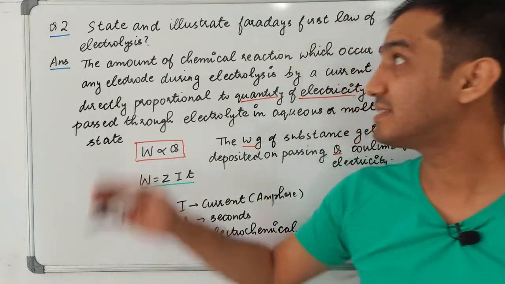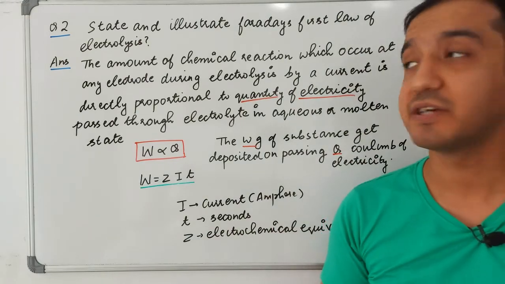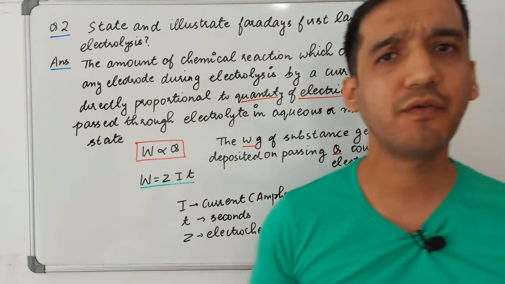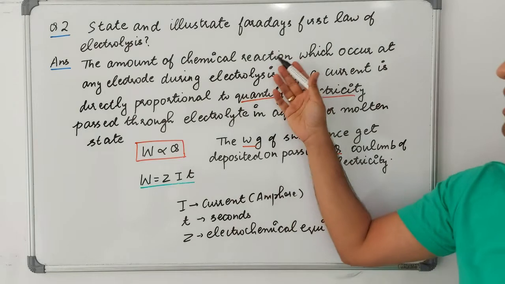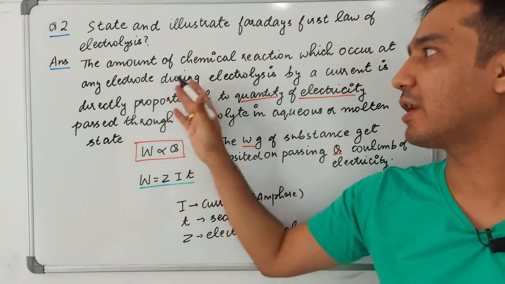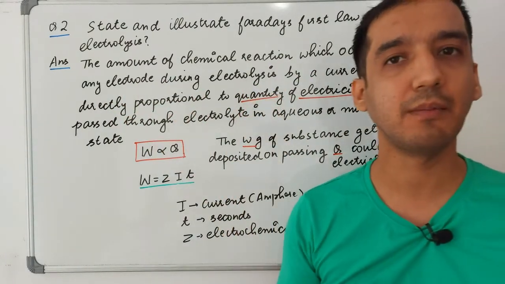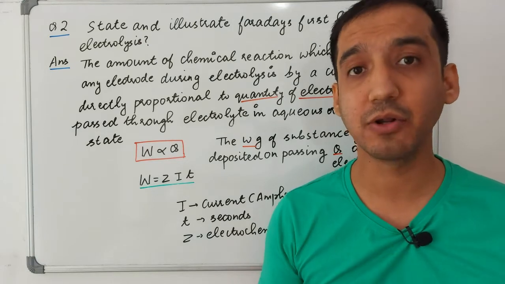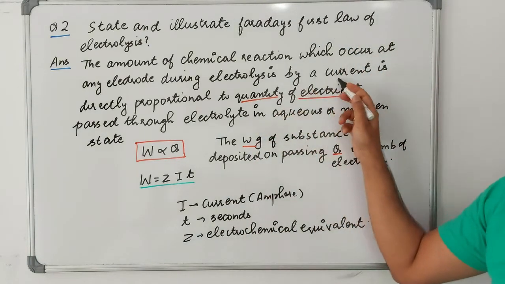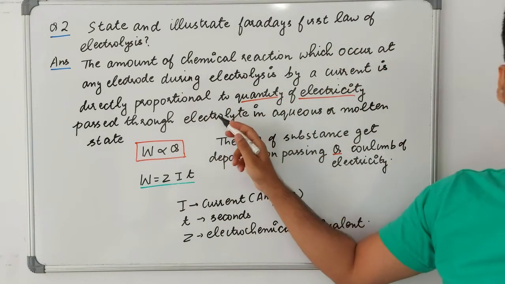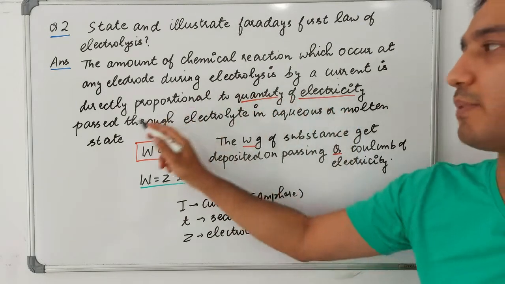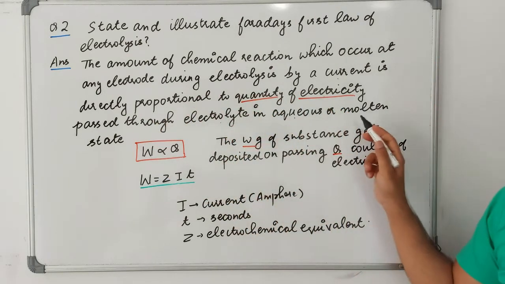Question number two is state and illustrate Faraday's first law of electrolysis. So what is the first law of electrolysis? The amount of chemical reaction which occurs at any electrode during electrolysis by a current is directly proportional to the amount of electricity passed through the electrolyte in aqueous or molten state.